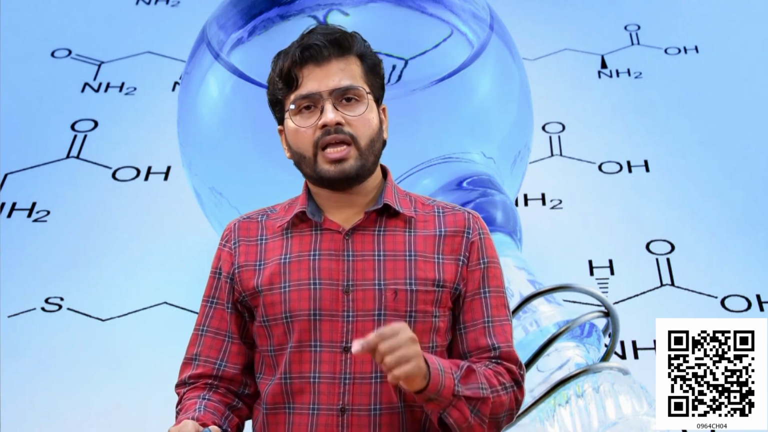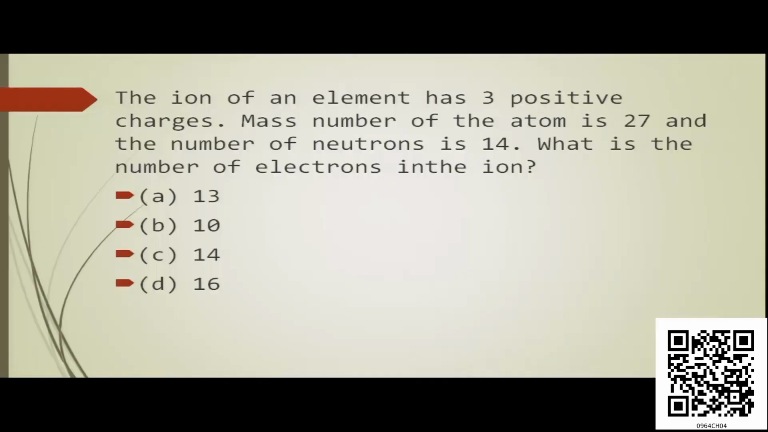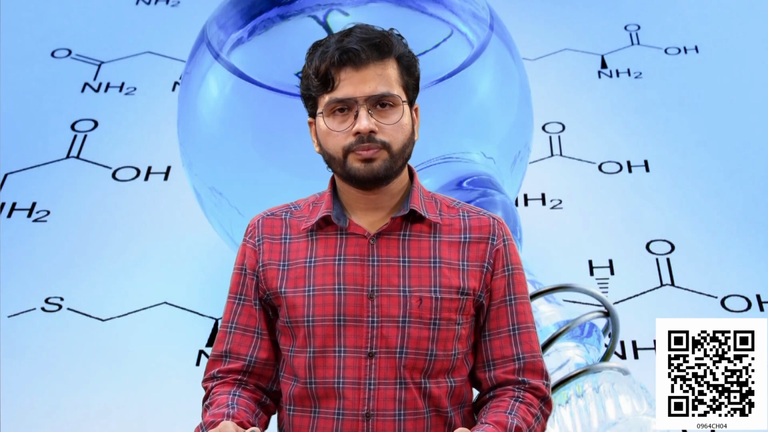But as we know, it is given that the ion has 3 positive charges. That means we have removed 3 electrons from that atom. 13 minus 3, the answer will be 10. So the number of electrons present in that particular ion is 10. I hope all of you understood.